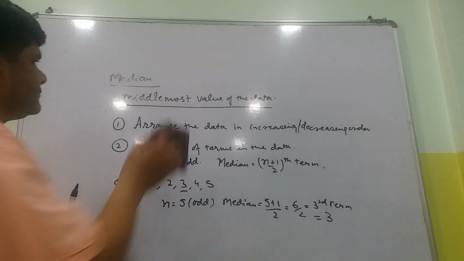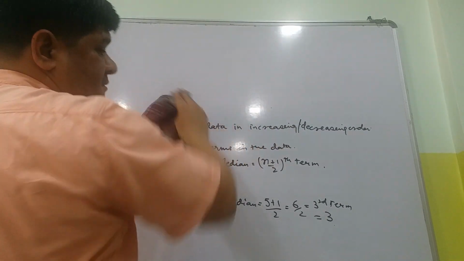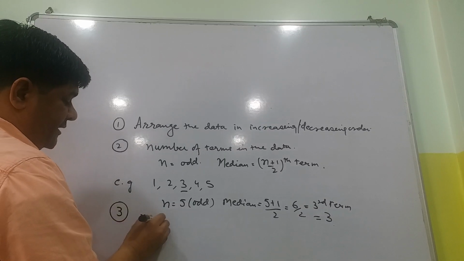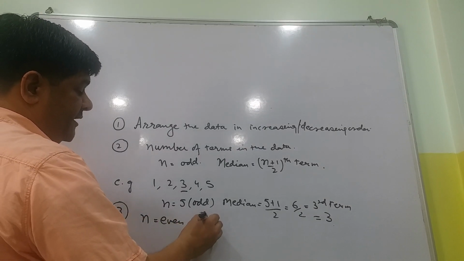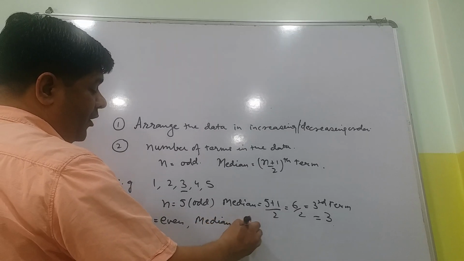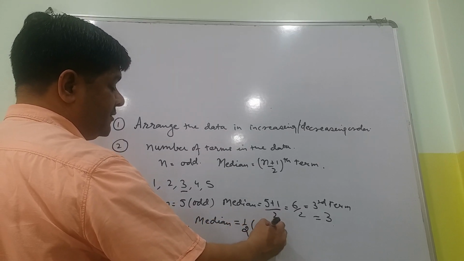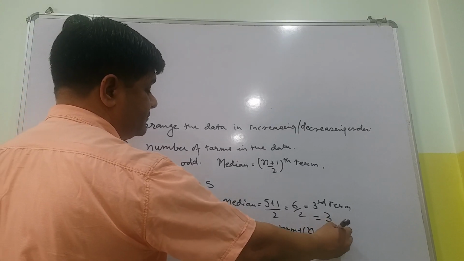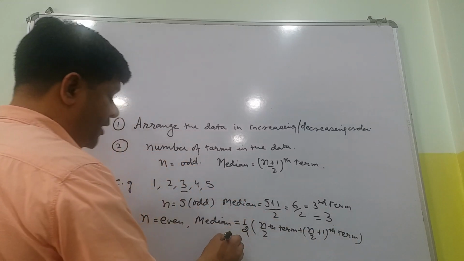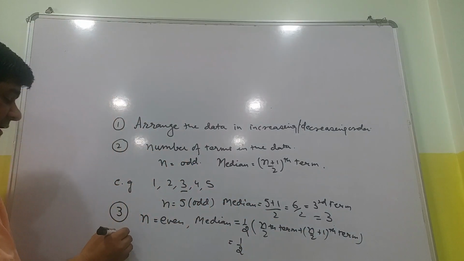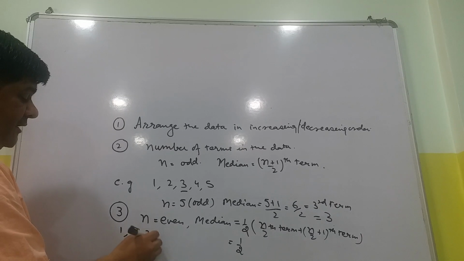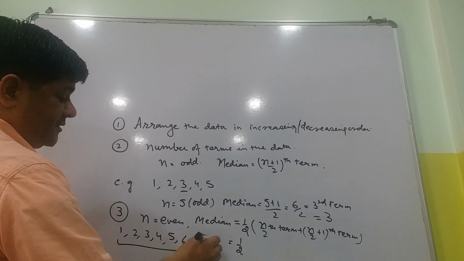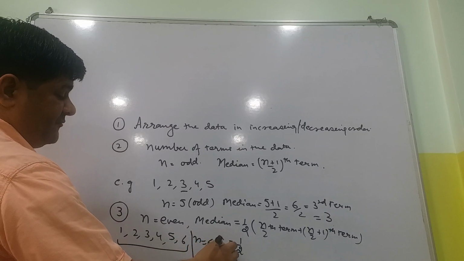Now, suppose the number of terms are even. The third step is when the number of terms are even. Then median has the formula half of n by 2th term and n by 2 plus 1th term. Suppose I have data like this, 1, 2, 3, 4, 5, 6. How many terms are there now? The number of terms is 6, that is even.